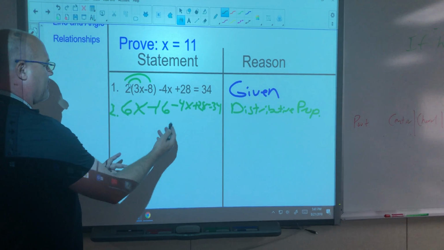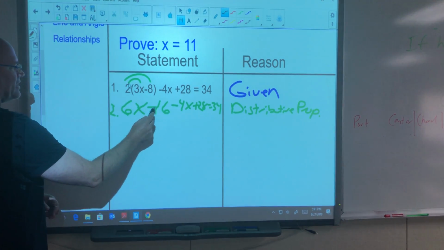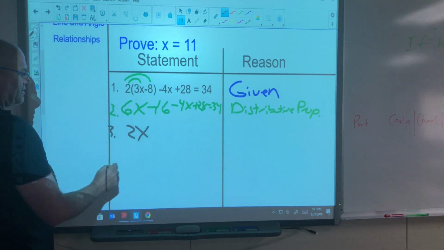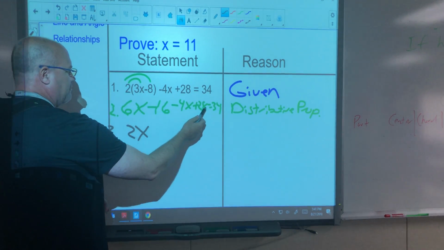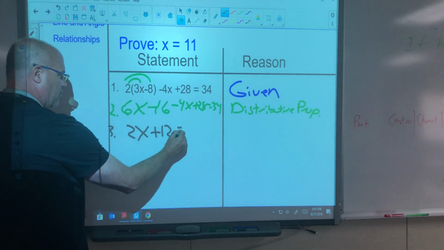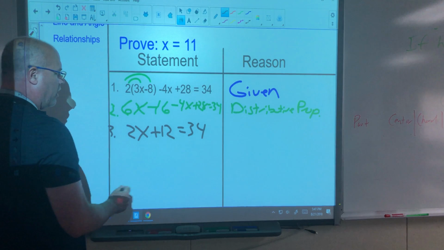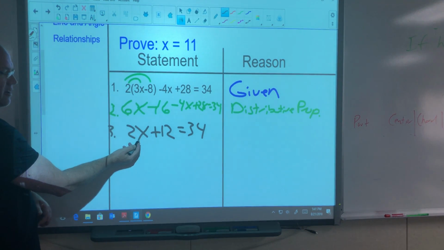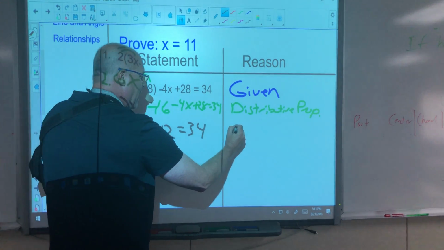So let's do that. We're going to combine the x's and the numbers. So 6x minus 4x is going to give me 2x. Negative 16 plus 28 is going to be plus 12. And it still equals 34. So the reason if we do this, if we're going from here to here, our justification is combine like terms.